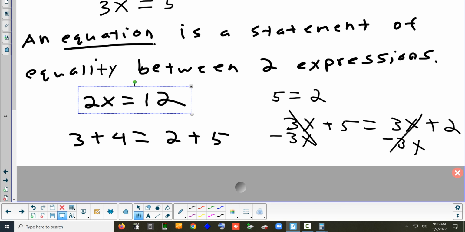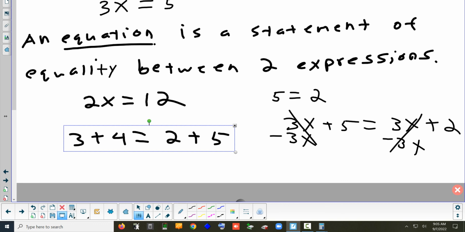They are not equivalent. That's false. That's an equation that can never be solved. It's 5 does not equal 2. There is no way to solve that kind of equation. It's still an equation. It's just an equation that's not solved.